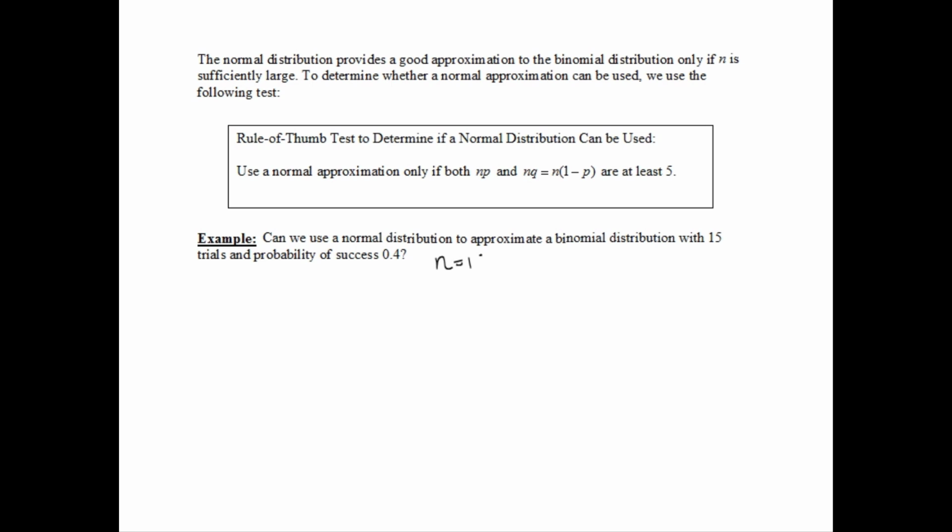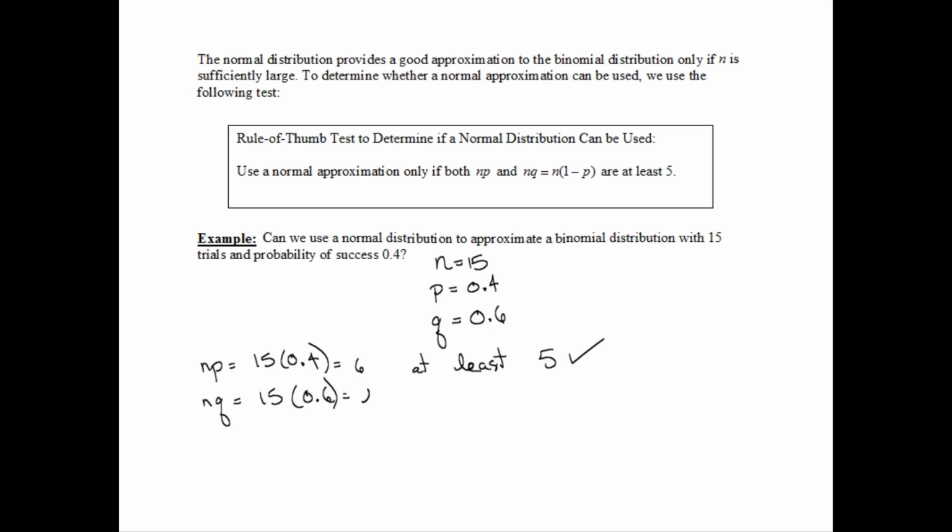So here our n is 15, our p, or probability of success, is 0.4, therefore our probability of failure is 0.6, subtracting from 1. We really only need to check the smaller one, so choose the smaller of p and q. In our case, p, and np is 15 times 0.4, which is 6, which is indeed at least 5. What about nq? 15 times 0.6 gives me 9, which is also at least 5. Do you see why we only need to check the smaller one? If the small one's at least 5, then the big one certainly will meet the qualification. So therefore, we can use the normal approximation.